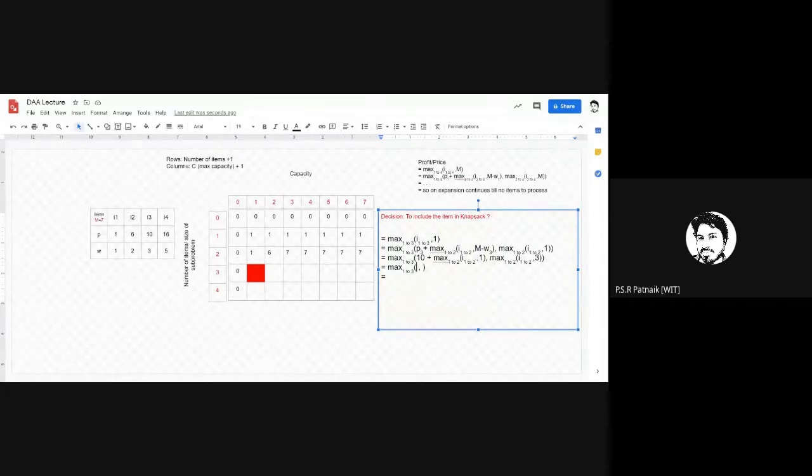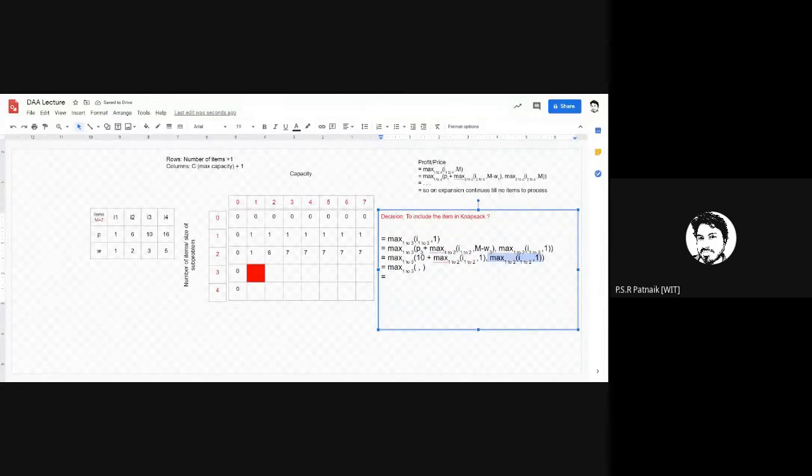M minus W3. What is M minus W3? 3. But if you take care here, the weight is 1 and the weight of the third item is 3. Can you include it? You cannot include it at all. So if you cannot include it, what is the only possibility remaining? The only possibility remaining is this.